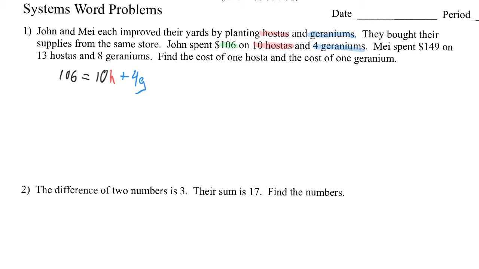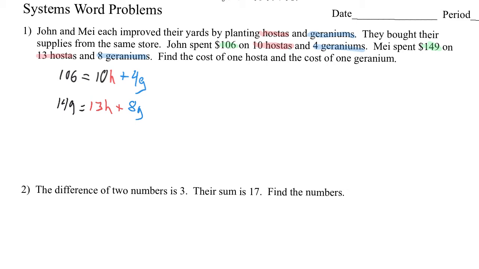May spent $149 on 13 hostas and 8 geraniums. And total $149. So there's the other equation right there. So we want to find the cost of one hosta and the cost of one geranium. So we have two different cost equations. Let's see, this one was $149 on 13 hostas and 8 geraniums. So you create your system of equations and then you solve it.